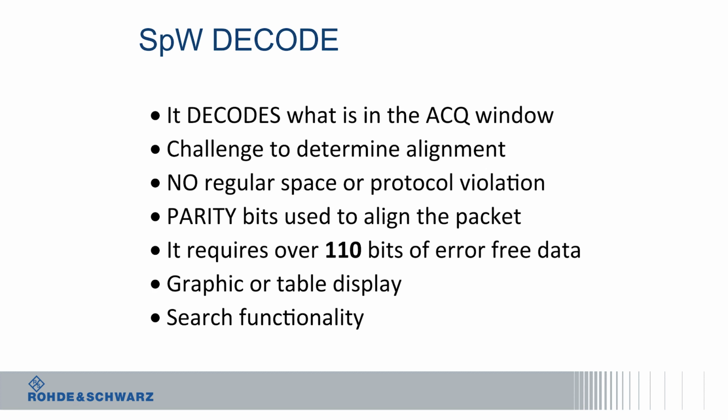The parity bits are used in this case to align the packet. For this to work properly, it requires over 110 bits of error-free data. Then you can select if you want to see the results in graphic or table display, and you can also search on the waveform.